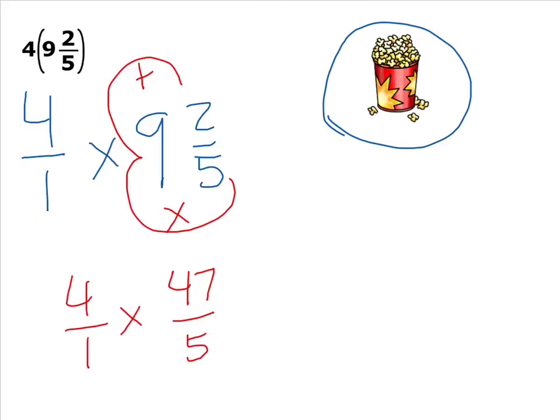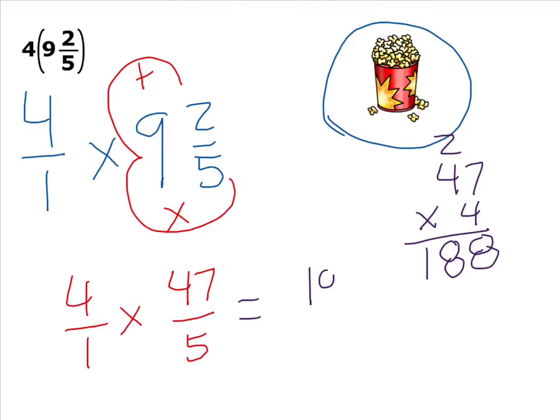So we end up with 47 times 4, and then 1 times 5. I don't know what 47 times 4 is off the top of my head, so let's work that out. 47 times 4. 7 times 4 is 28. 4 times 4 is 16, 17, 18, so we get 188. So I end up with 188 over 5.